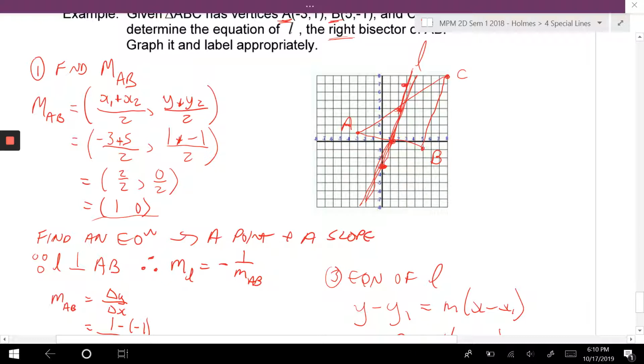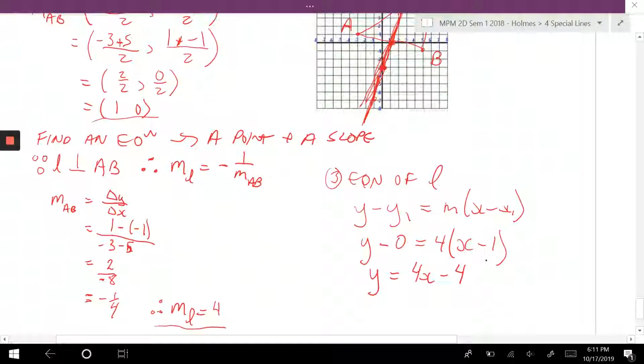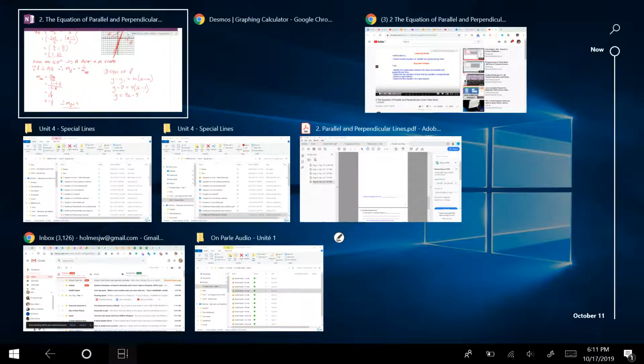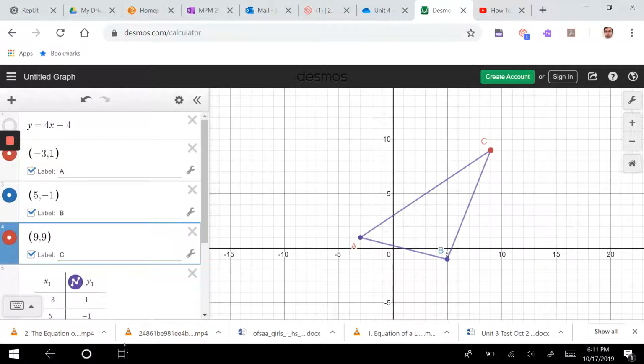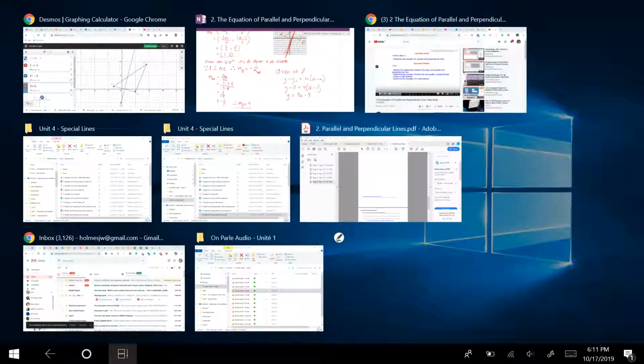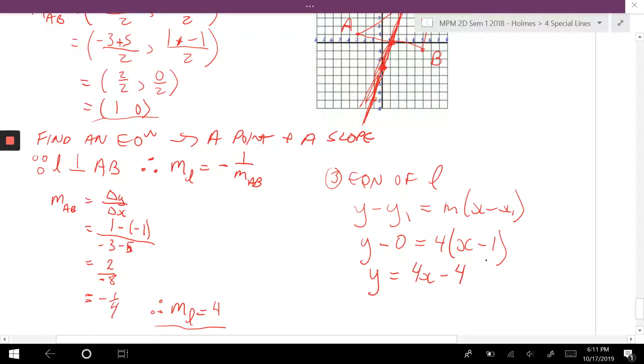So this is my line. I just sketched it on there originally to get a sense of what it might look like. Now that I've actually calculated the equation of the line, I can see exactly what it looks like. Before doing the question, I went in and did it on Desmos. So there's my triangle ABC, my points A and B, and the equation of the line is y equals 4x minus 4. That does look like it's perpendicular. But if you had a ruler, doing it on your sheet, it should work out just fine.